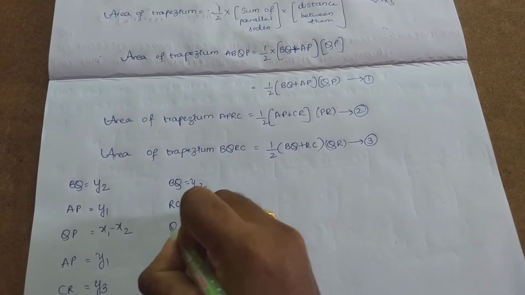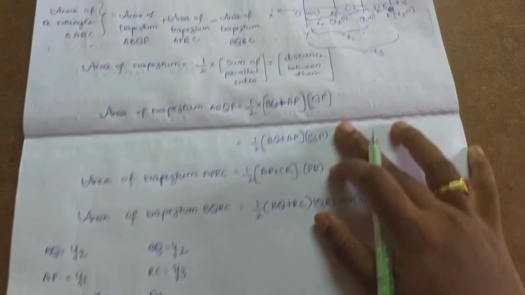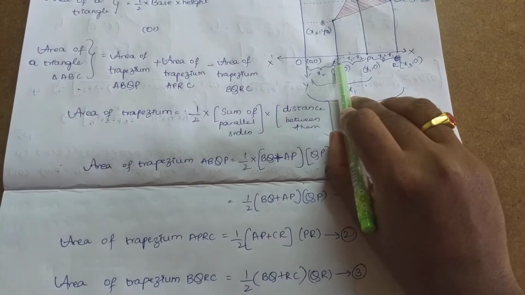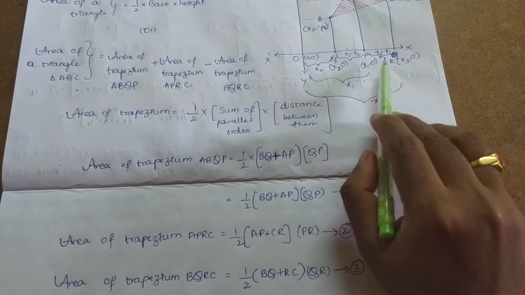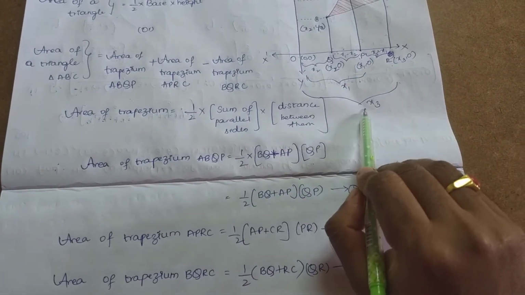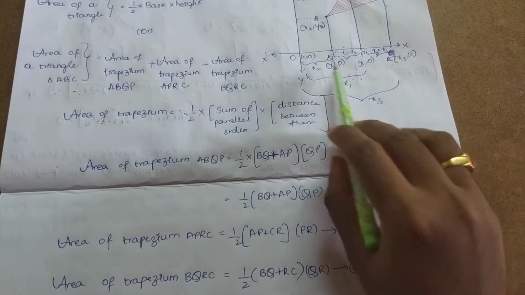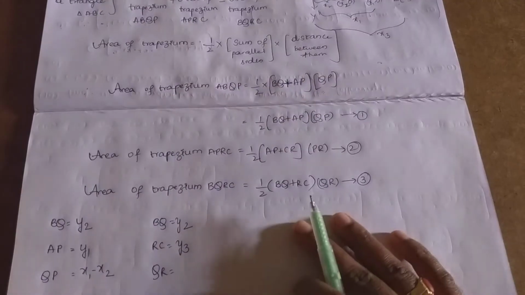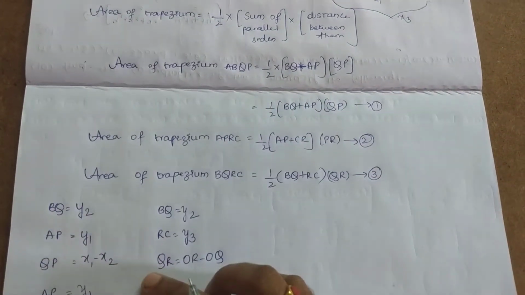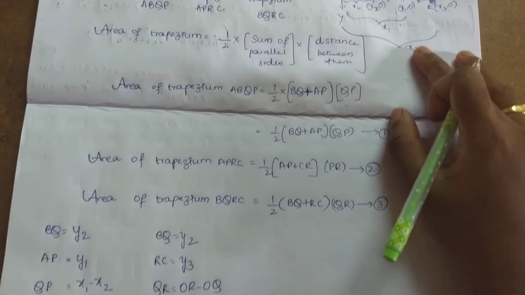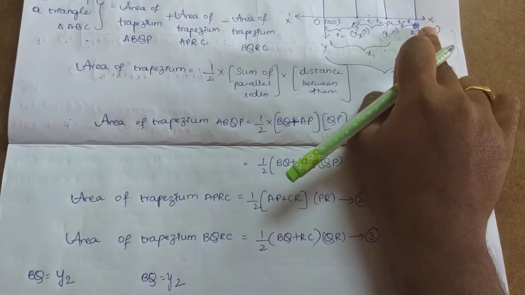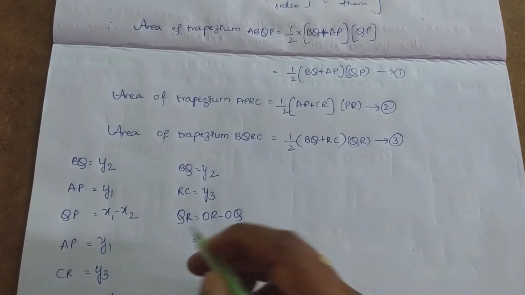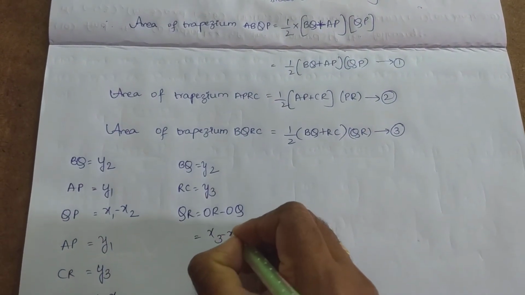The same way, what is QR? QR we want. What is this QR from the diagram? From here to here, the distance between Q and R. This entire distance is x3, but we want only this Q and R. So we have to separate only this OQ part. Let me write it here. QR I have written as OR minus OQ. So what is OR? OR is x3, OQ is x2. Correct? So let's write this here. It becomes x3 minus x2.